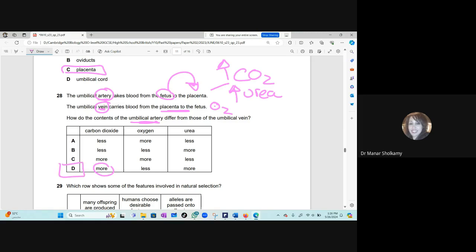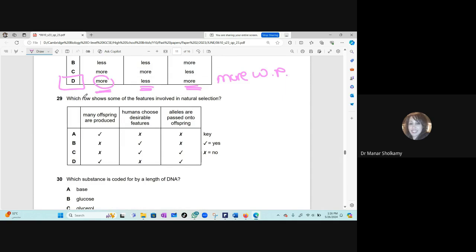Why? Because the artery will have more carbon dioxide, less oxygen, and more urea. The artery will have more waste products. Is number 28 clear? Yes. 29. Which row shows some of the features involved in natural selection? Look at it and give me an answer.